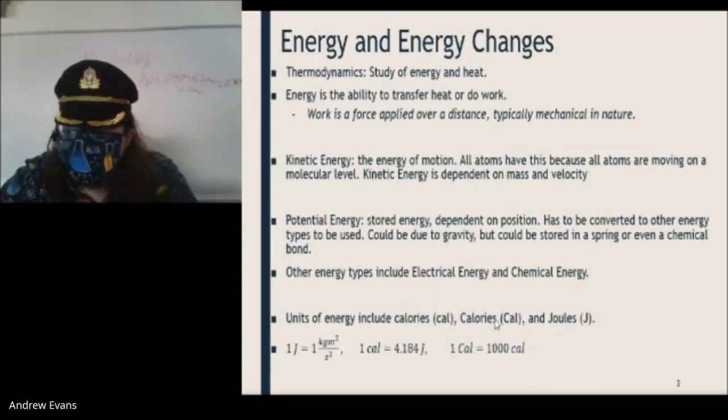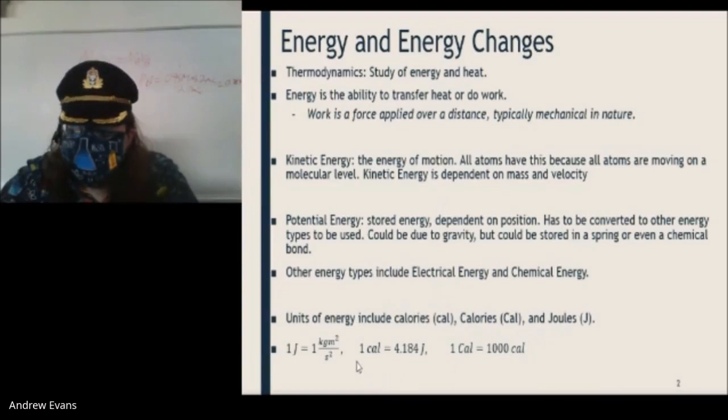Capital C Calories is 1,000 calories. It's like saying a kilocalorie, which I don't know why they didn't just do kilocalorie instead of capital C Calories, because they want it to be confusing, I guess. But joule is the main one we'll use.